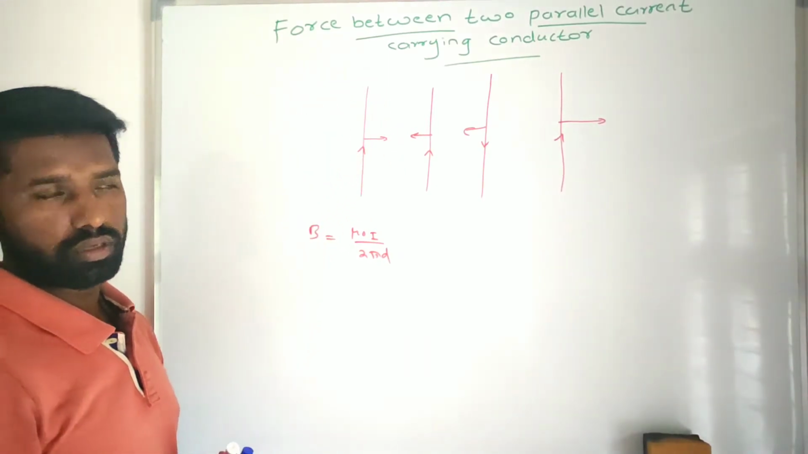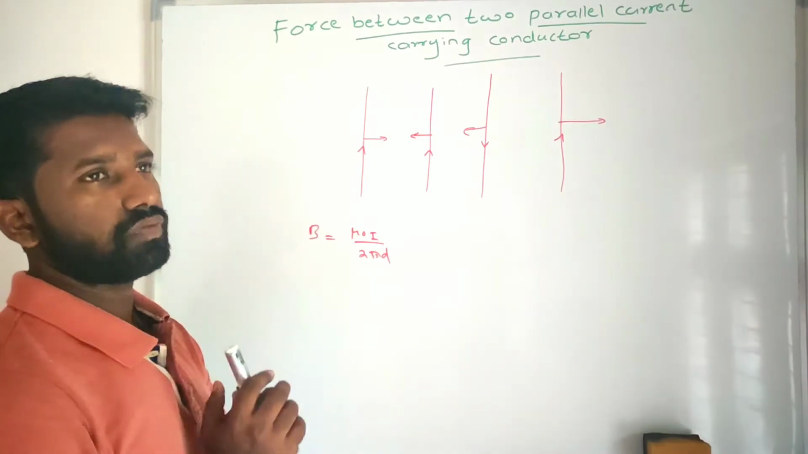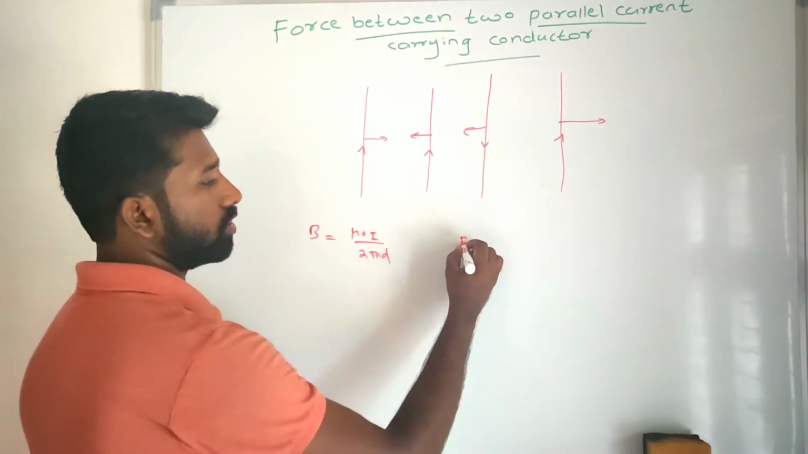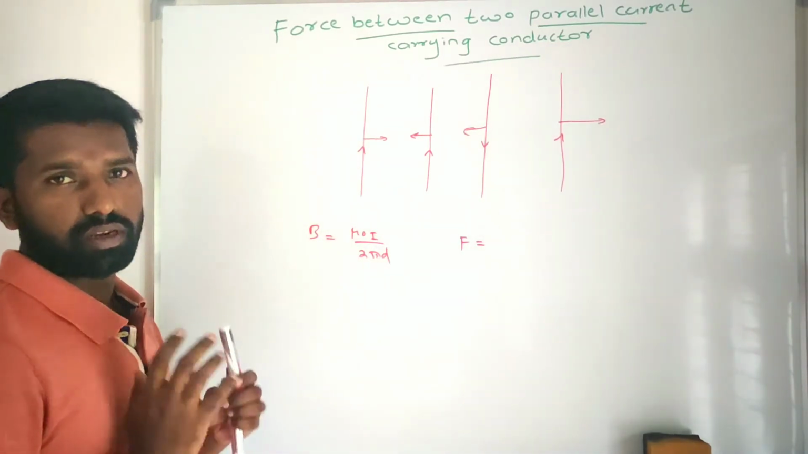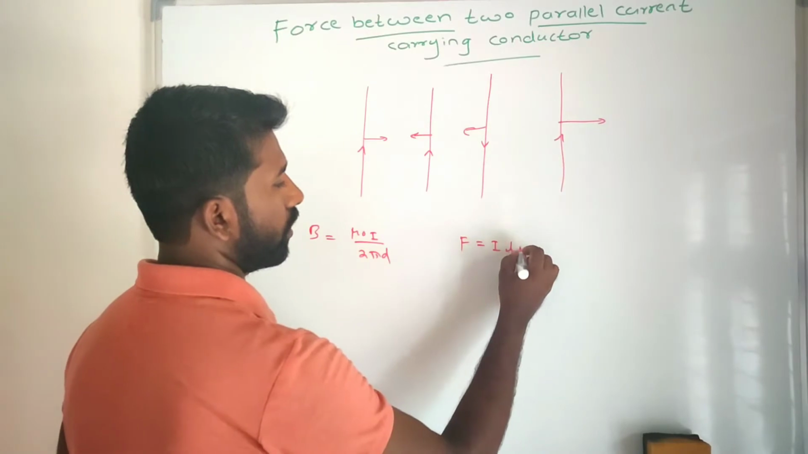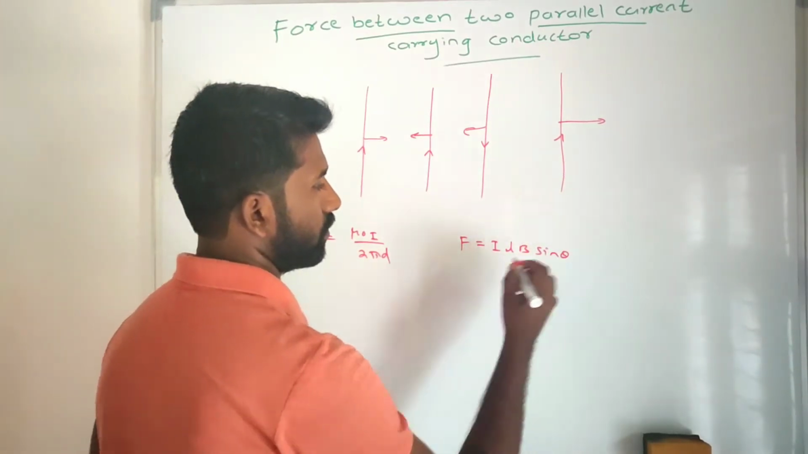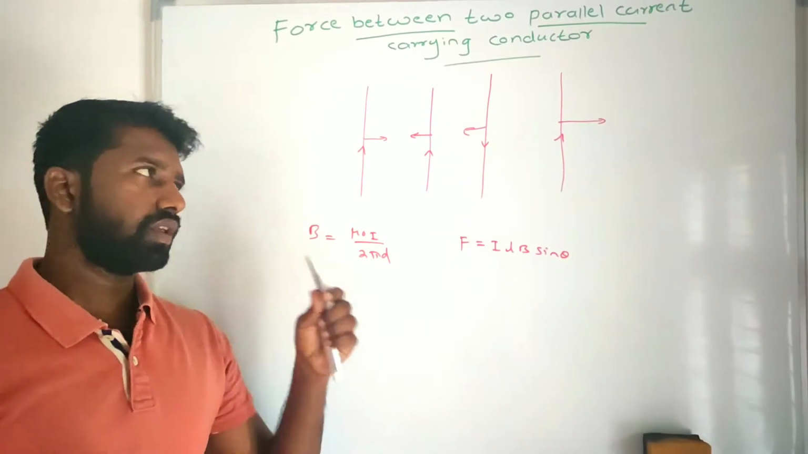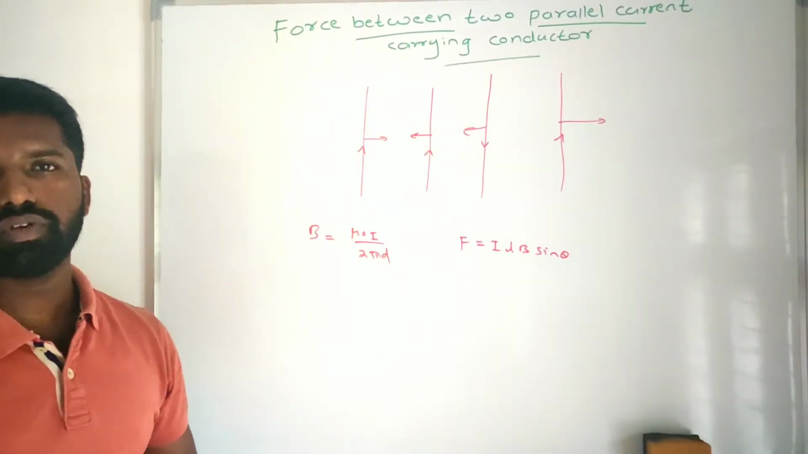magnetic field direction. And one more concept we need: when a current carrying conductor is placed in a magnetic field, it will experience a force. That force is equal to I L B sin theta. Okay, with the help of these two concepts, we can explain this phenomenon.